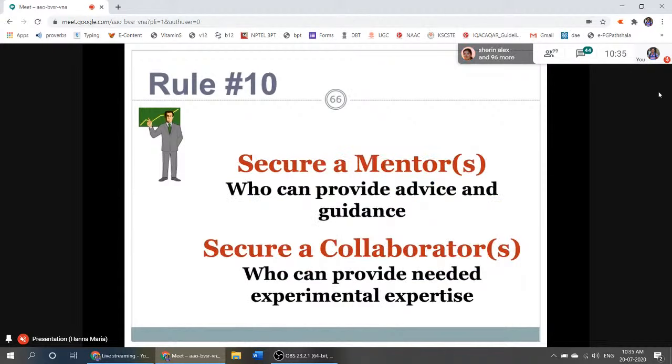Secure mentors and collaborators. Very important. If you are working on an interdisciplinary subject and you have multiple collaborators, the chance of winning a project is, I would say, very high. Next one, please.